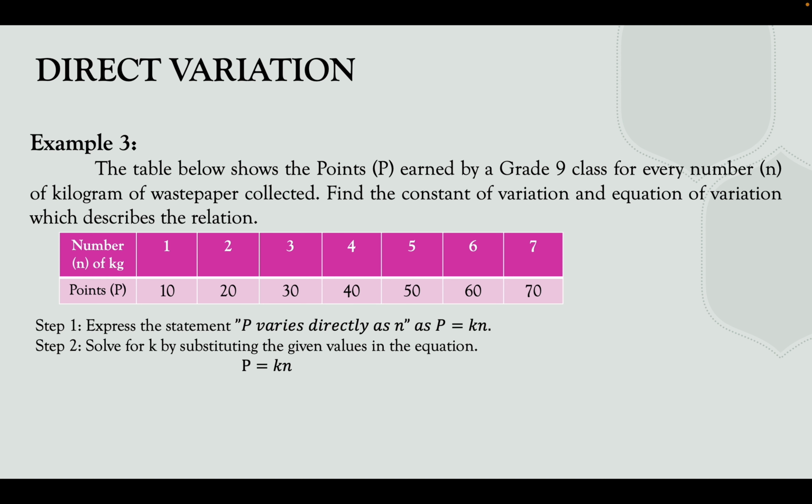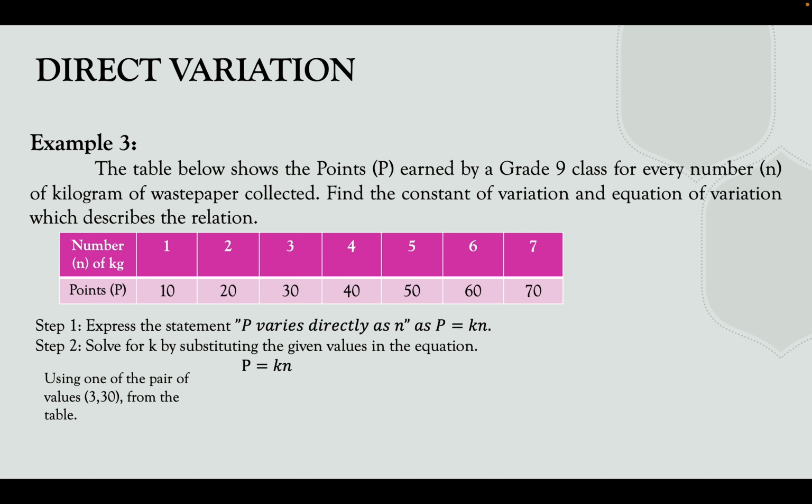Step number 2, we need to solve for K. We need to substitute the given equation. So how are we going to substitute? We need to pick just one point or one pair of values there. You can select 2 and 20, 3 and 30, 4 and 40, 5 and 50, 6 and 60, 7 and 70, or 1 and 10. For this example, we will use 3 and 30.